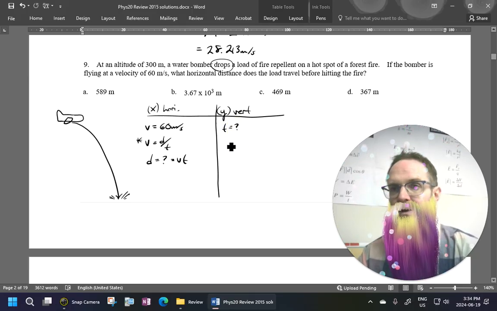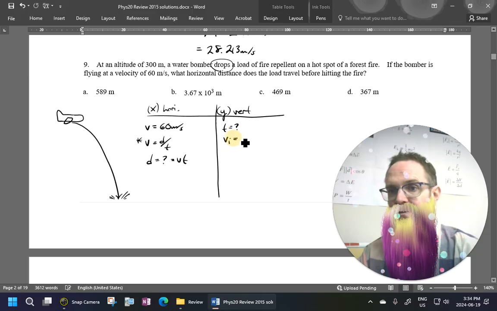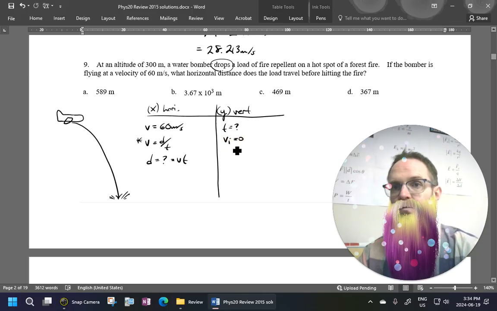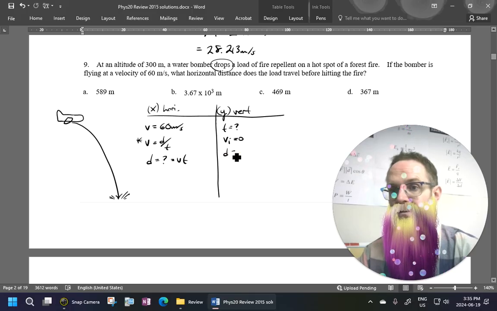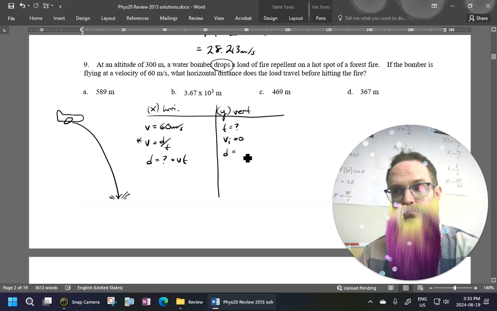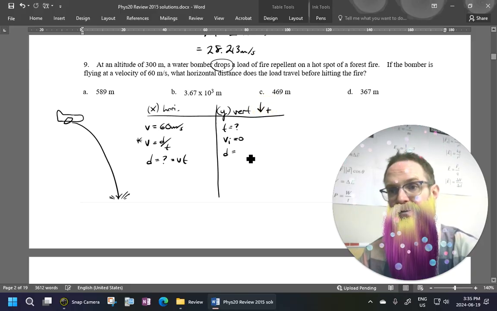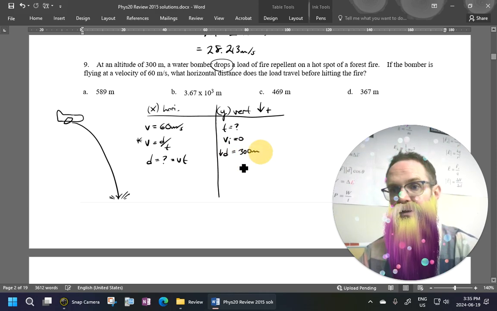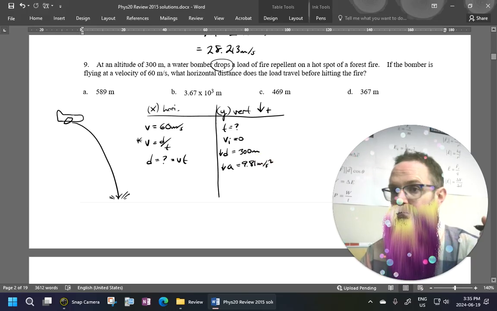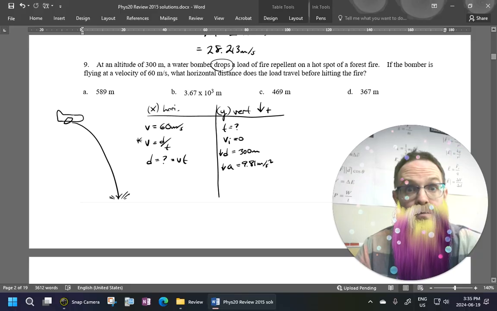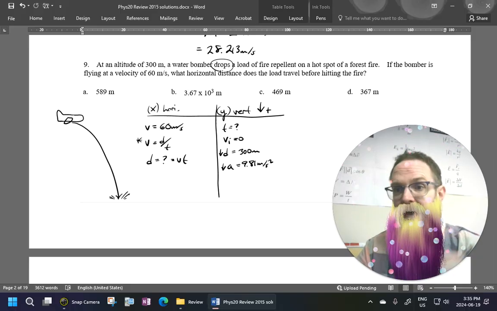So let's go through. We've got the drop. So it's dropped, which means V_i is equal to 0. We know the altitude, so D is equal to 300 meters, and if you want to, you can put the negative, but you could also just say down is positive. So if I say down is positive, this is going down 300 meters, so that's going to be a positive number. And then acceleration due to gravity, so down is 9.81 meters per second squared. There's nothing moving up here. Because nothing's moving up, what's the point of making up positive, right? Let's just make down positive.